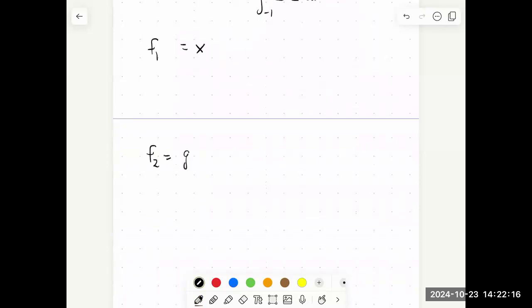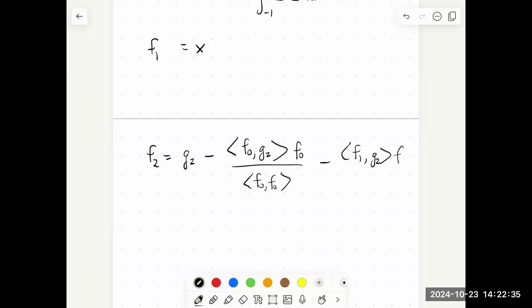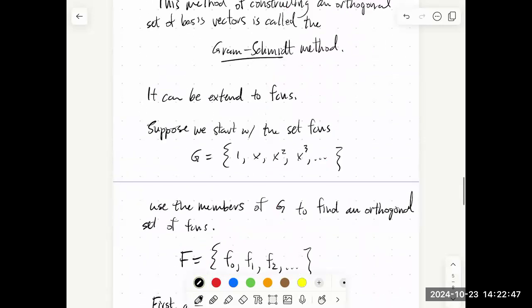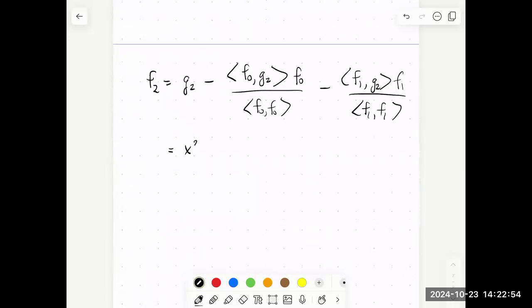F2 is going to be G2 minus the inner product of F0 with G2 times F0 divided by this normalization factor, minus the inner product of F1 and G2 times F1 divided by a normalization factor. Okay, so let's see what we get this time. Let's go back and look at G2. 0, 1, 2 is x squared. So G2 is x squared minus the inner product. F0 was 1. G2 is x squared, minus the integral from -1 to 1. And then we have to multiply by F0, which is just 1. So if I want, I can put a 1 there.